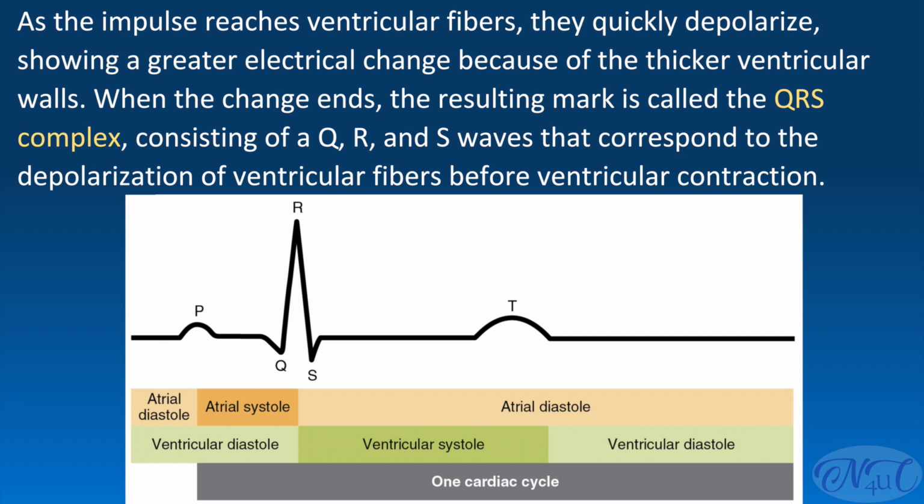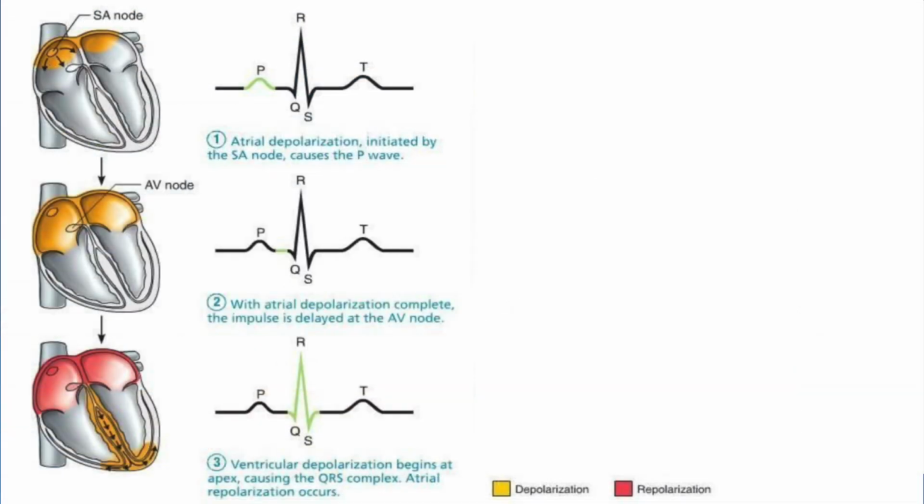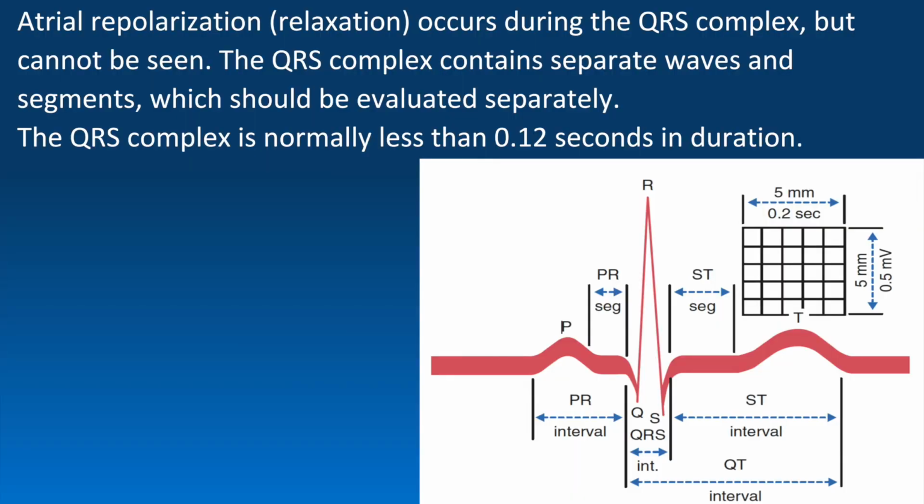When the change ends, the resulting mark is called the QRS complex, consisting of Q, R and S waves that correspond to the depolarization of ventricular fibers before ventricular contraction. The QRS complex has an intricate shape because there is a constant change in the paths of depolarization waves through the ventricular walls. Atrial repolarization or relaxation occurs during the QRS complex but cannot be seen.